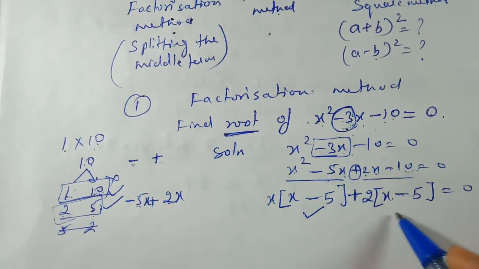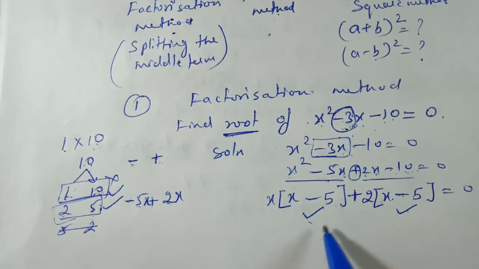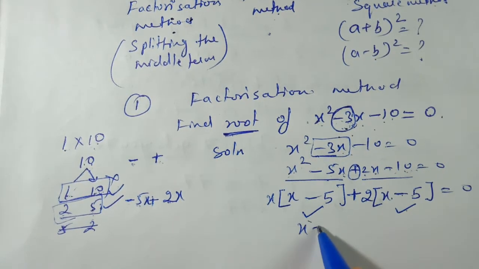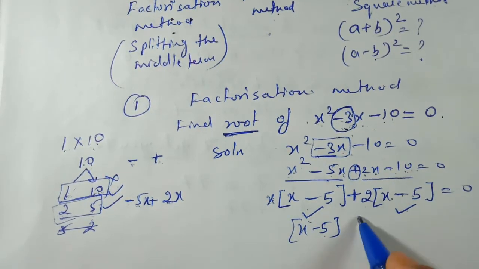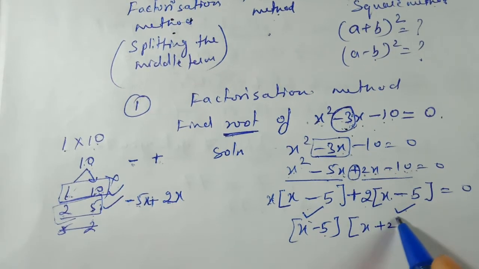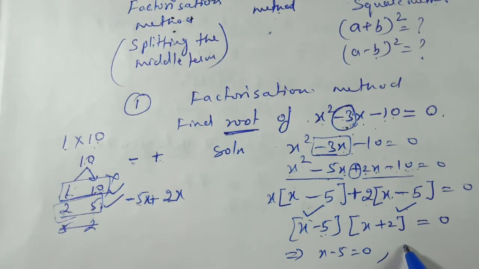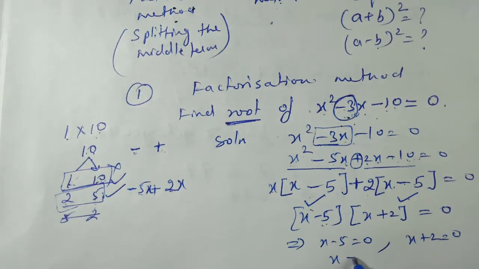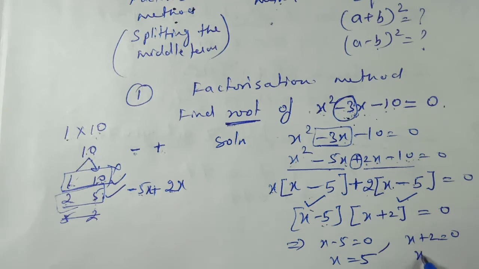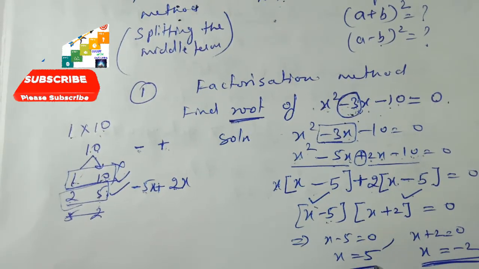So what we are watching is that the numbers within the bracket are the same. They should be the same, otherwise some mistake is done by the student. Now we'll take the bracket term as common, and the number outside the bracket we're going to write in another bracket equal to 0. So we can take both the factors equal to 0: x minus 5 equal to 0 and x plus 2 equal to 0. Transposing minus 5 to the other side gives plus 5, and plus 2 to the other side gives minus 2. So here the roots are 5 and minus 2.